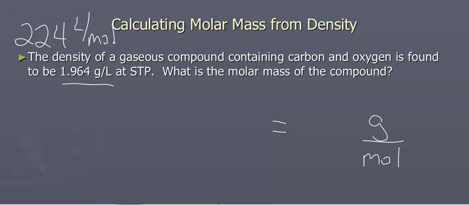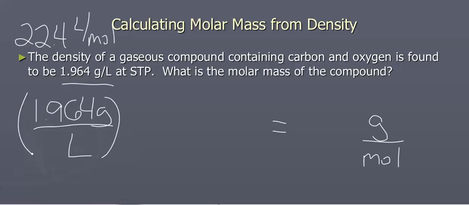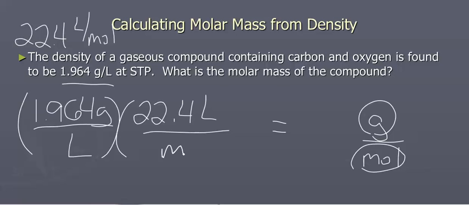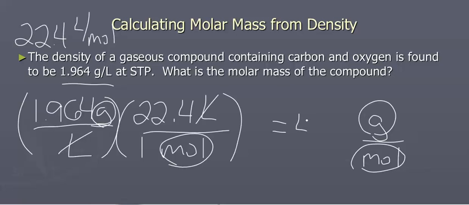Since grams needs to be in the numerator, I'm going to start with the density, 1.964 grams over liter. That will give me grams in the numerator because I need grams in the numerator over here. I'm going to get rid of liters. I need to go to moles. The way to do that is 22.4 liters per mole, because this is a gas measured at STP, so your liters will cancel, and my units are grams per mole. So the molar mass of this compound is 44 grams per mole.